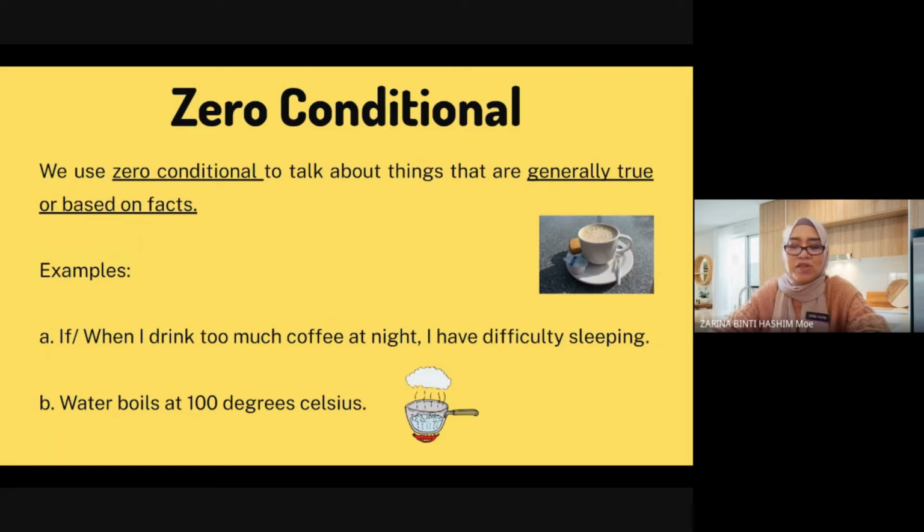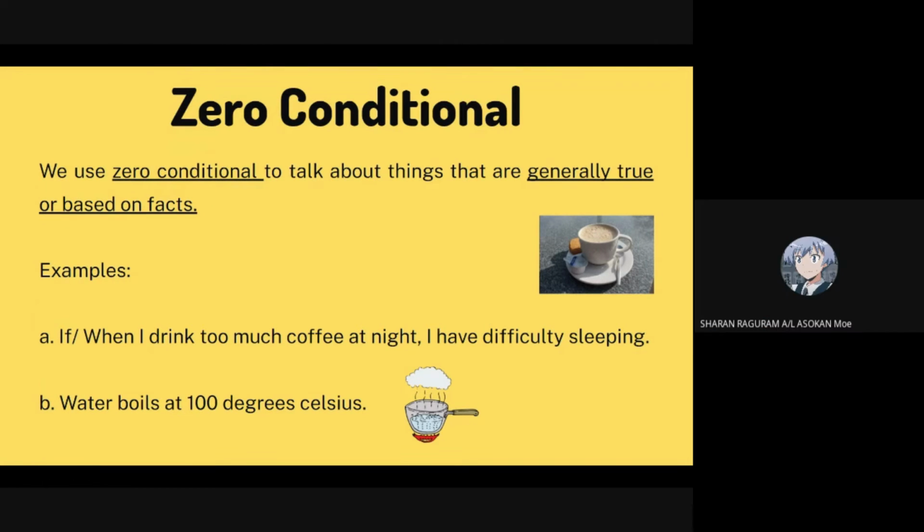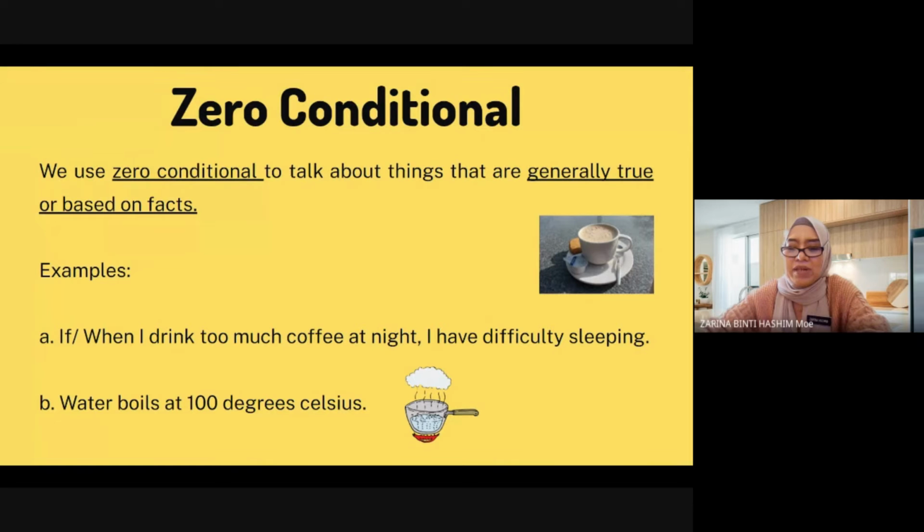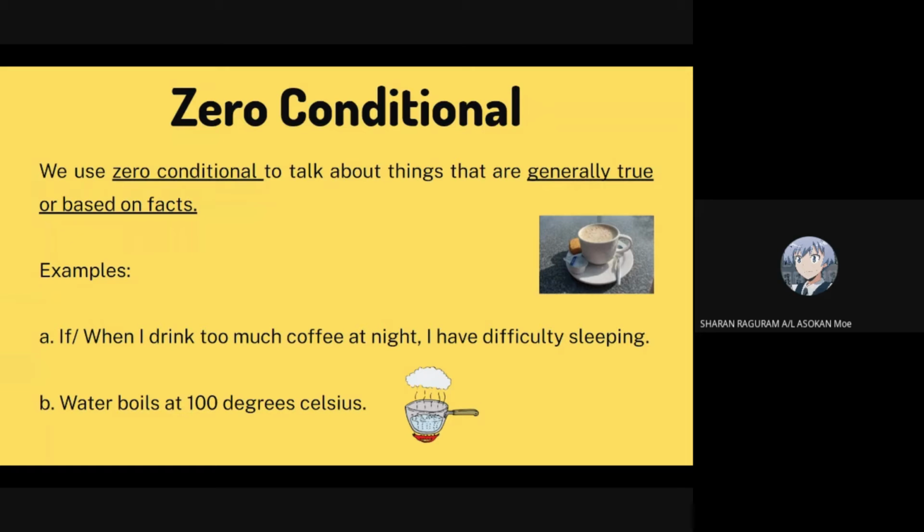Sharon, how about you? Do you have any other examples to share with us? Yes, teacher. If you freeze water, it will turn into ice. Louder, why am I not hearing you loud? Wait, I adjust my volume first. Once again, Sharon. If you freeze water, it turns into ice.